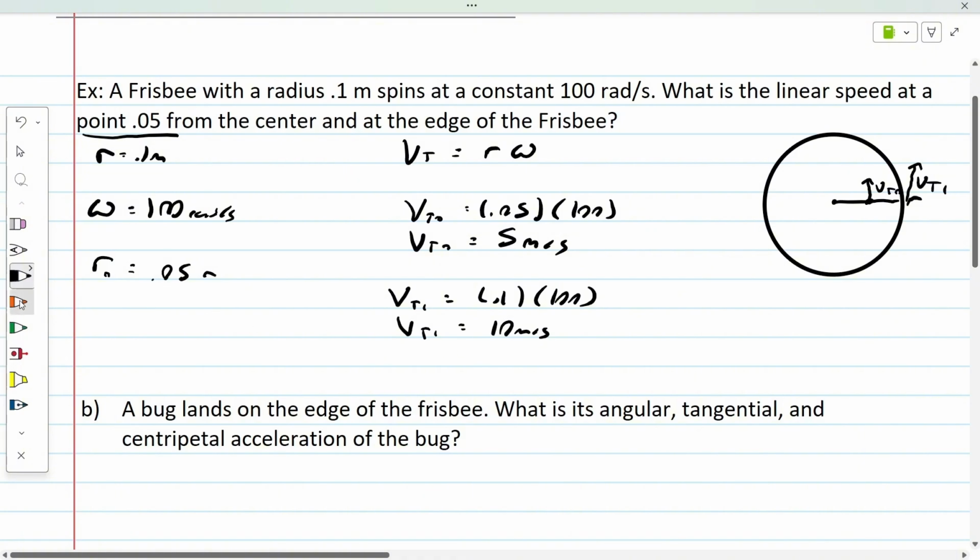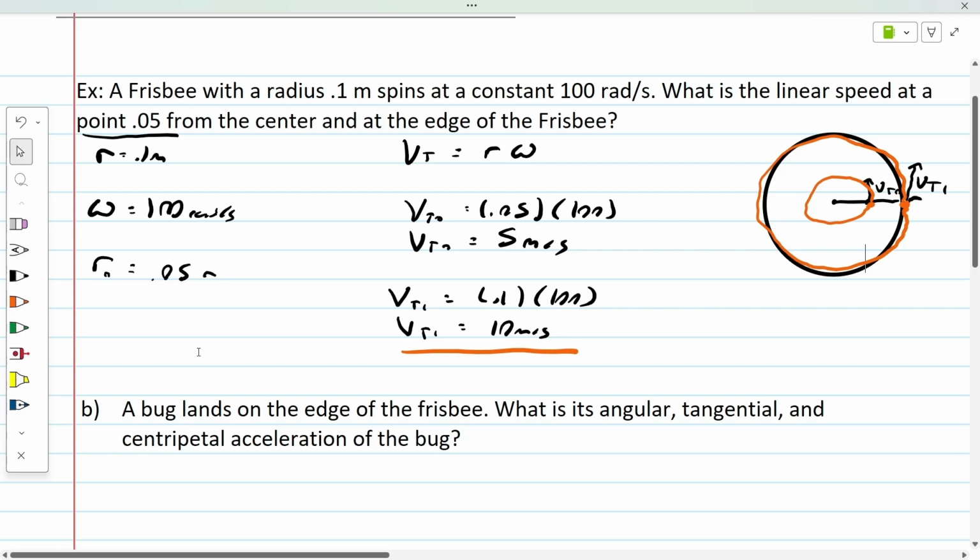And so when you're at the edge of the circle, you're moving twice as fast when the frisbee is spinning at the same velocity, which makes sense because if this one makes one rotation, it's traveling a shorter distance than moving all the way along this outside, but they're both making this revolution in the same time because they're connected by the frisbee. So this outside one has to travel at a faster linear velocity even though it's rotating at the same speed. Okay, so let's do part B.